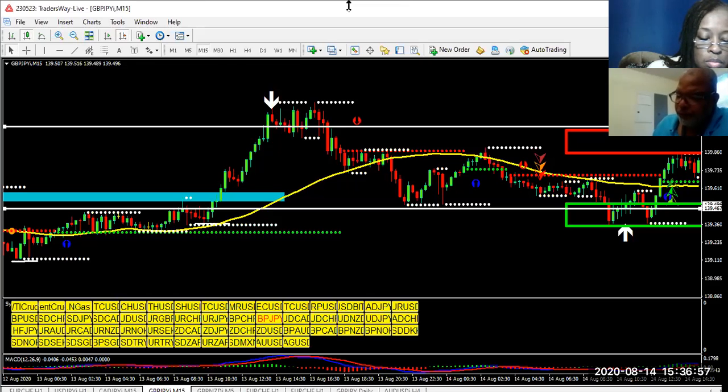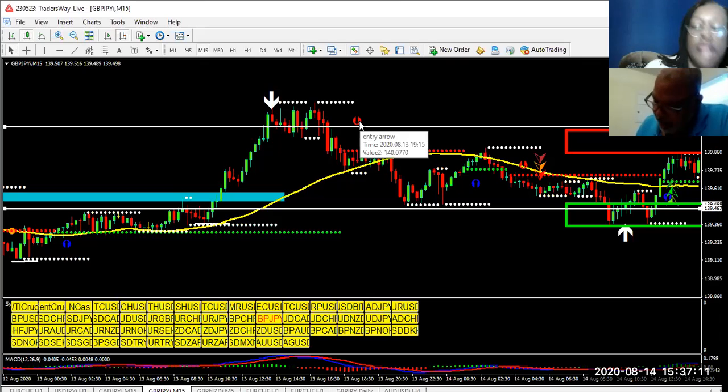Okay, for both. So you have: don't trade against the trend. Did you get the entry arrow? That's one question. That's a small one, yes, because you got to have it, right?